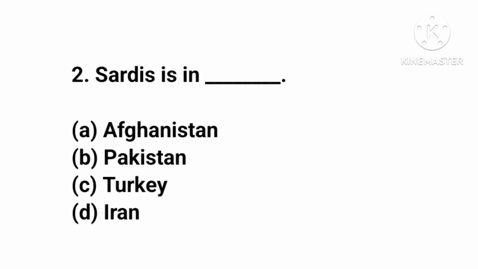Number 2. Sarris is in dash. Option A, Afghanistan. Option B, Pakistan. Option C, Turkey. Or option D, Iran. So, where is Sarris, the location of Sarris? Tell me. Rightly answered. Sarris is in Turkey.